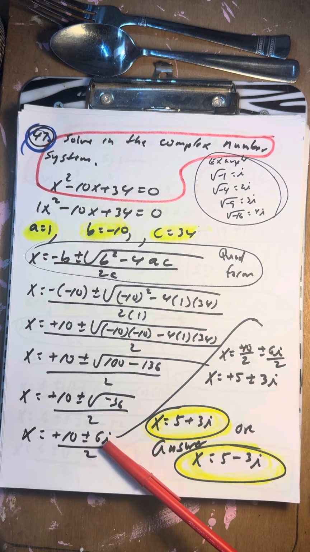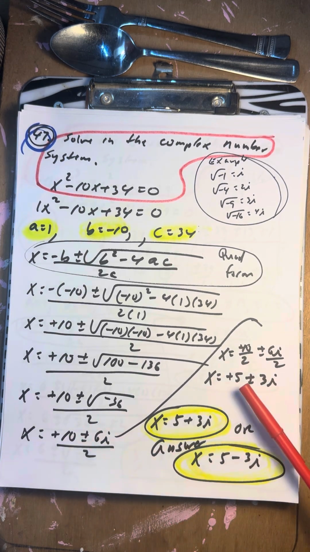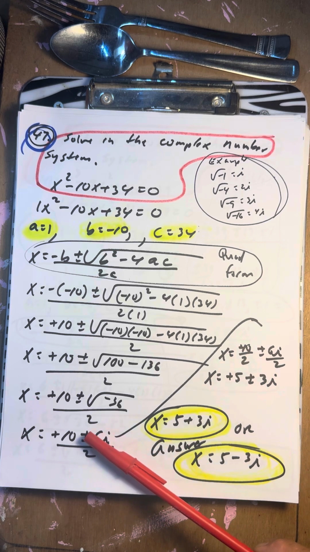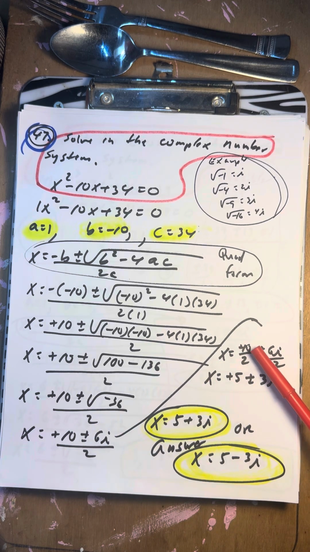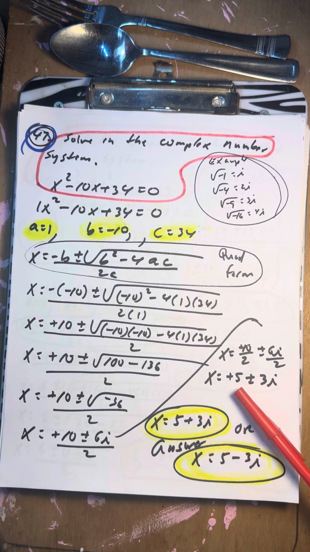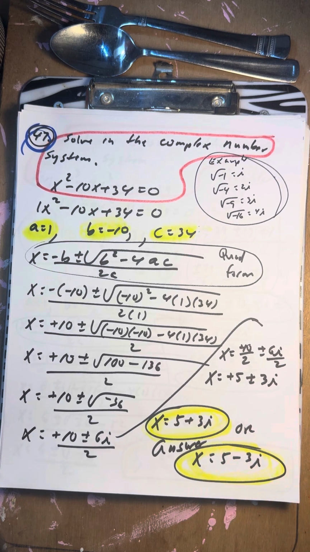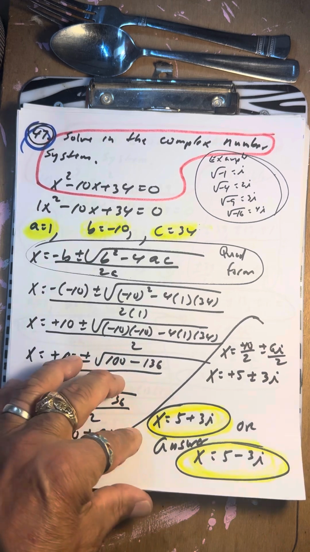So it's going to be what? 6i. That's what we're going to put in there. So we have positive 10 over 2, and 6 over 2, and 10 divided by 2 is 5, and 6 divided by 2 is 3. So we're either going to have 5 plus 3i and 5 minus 3i. Those are the answers in the complex numbers.